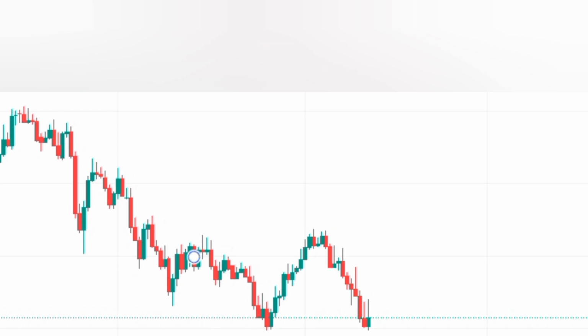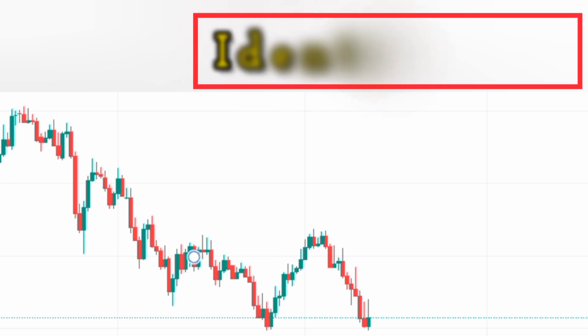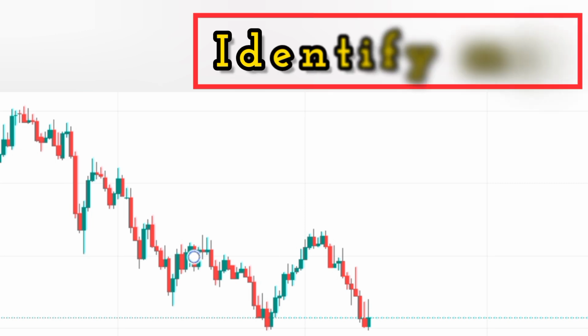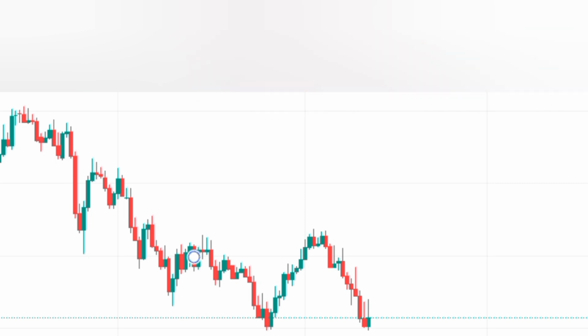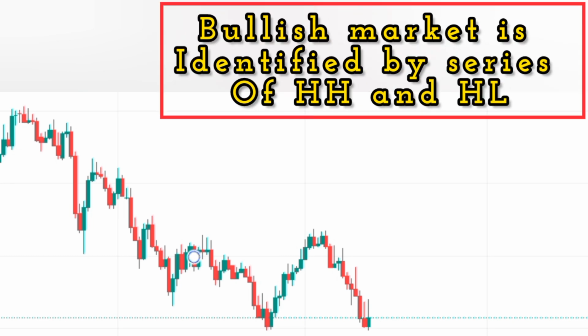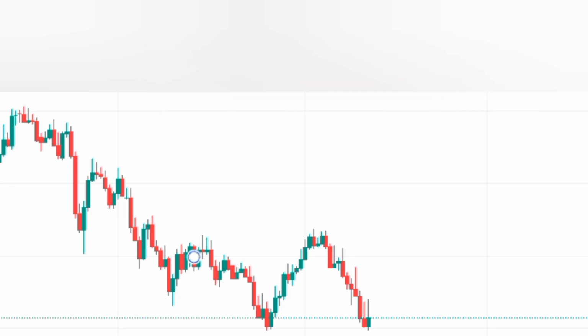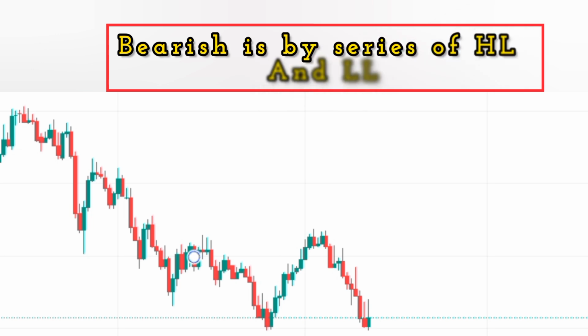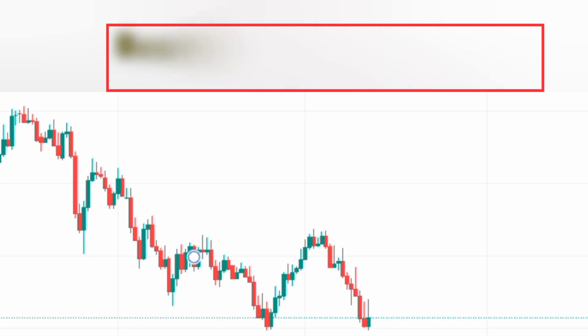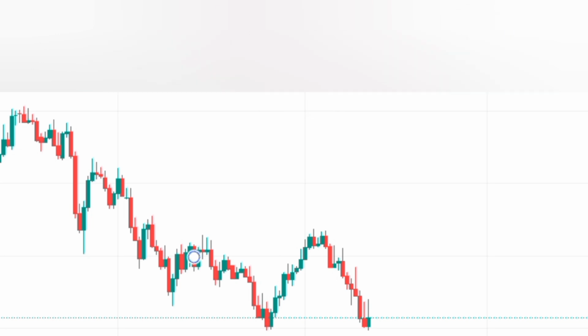So now with this, first of all, we first identify the market bias. Where is the market trading? Is it bearish? Is it bullish? Or is it in a range? How do we identify a bullish market? Identifying a bullish market is by indicating higher highs and higher lows. If the market is breaking highs, that means we are in a bullish market. If the market is breaking lows, it means we are in a bearish market.